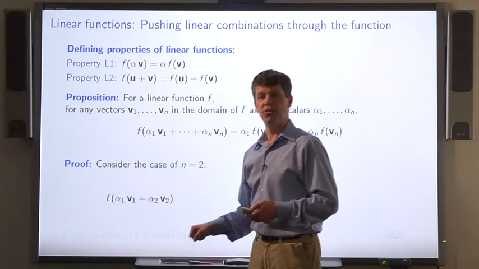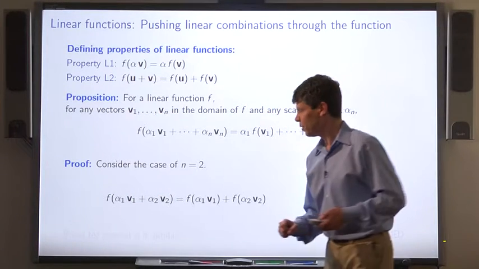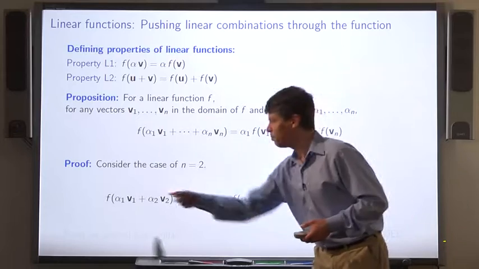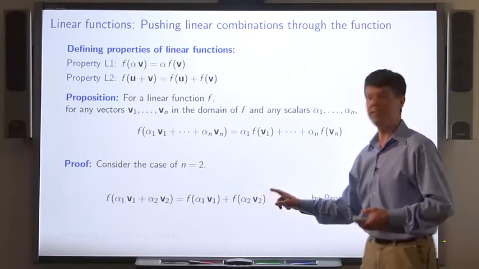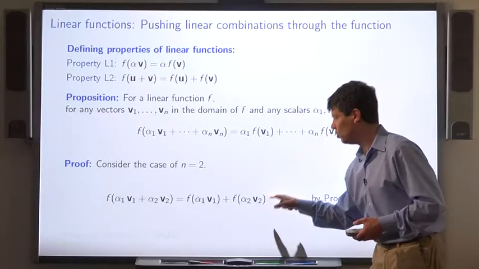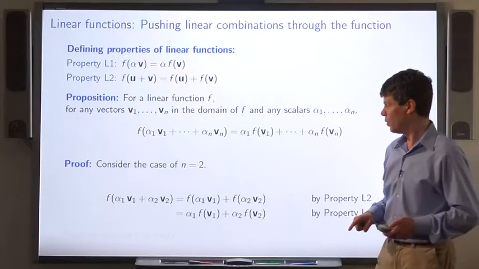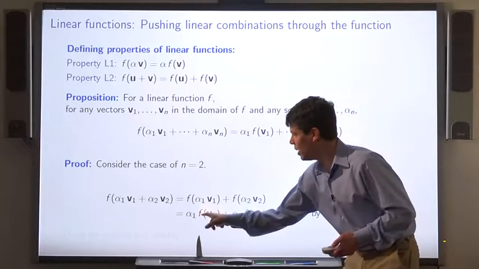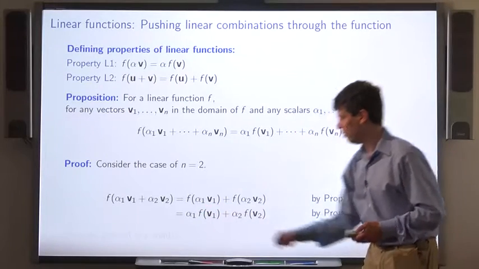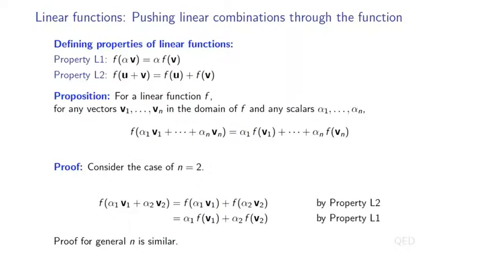I'll show how this works in the case where n equals 2. When we apply f to the linear combination alpha 1 v1 plus alpha 2 v2, by property L2, we can split up the sum. So that's equal to f of alpha 1 v1 plus f of alpha 2 v2. And then by property L1, we can move the coefficients outside. So this is equal to alpha 1 times f of v1 plus alpha 2 times f of v2. And the proof when n is greater than 2 is similar.